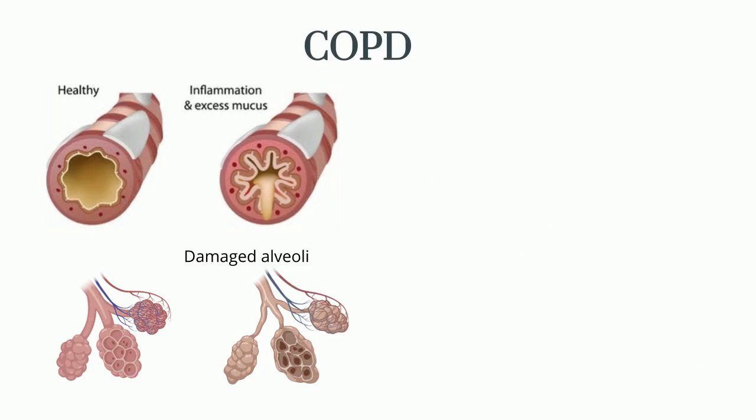COPD is characterized by irreversible damage to airways caused by toxins such as cigarette smoke. The damage caused by these toxins is irreversible. While bronchodilators can help manage the symptoms, they cannot reverse the damage.